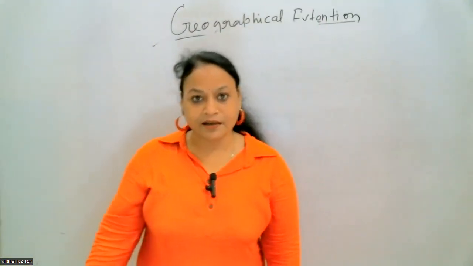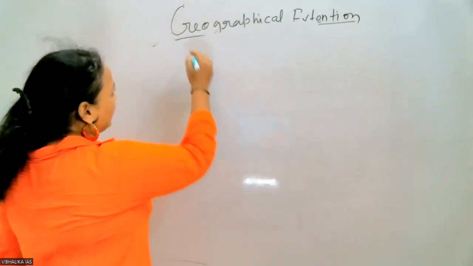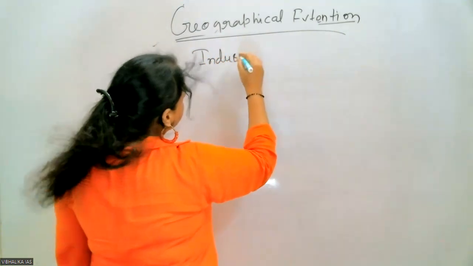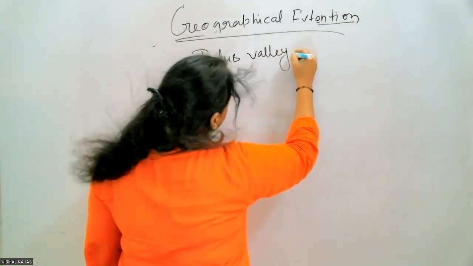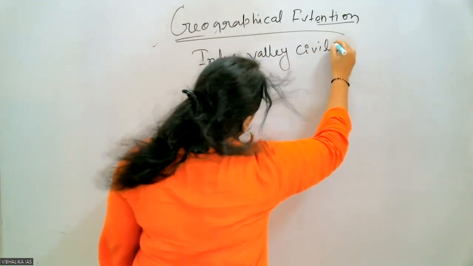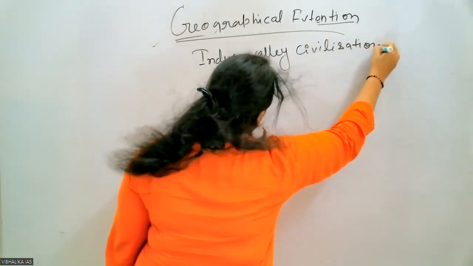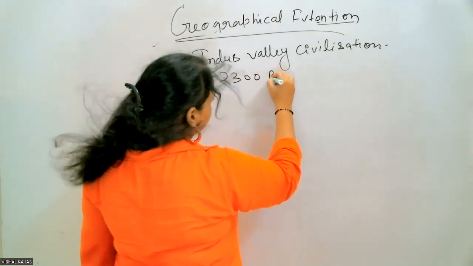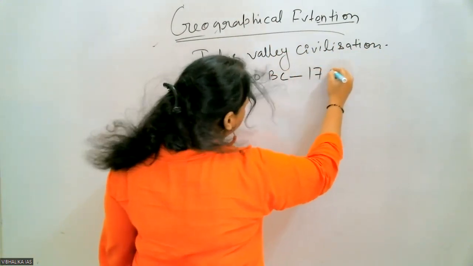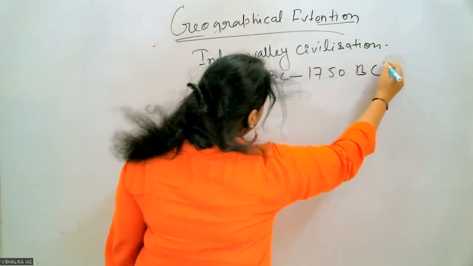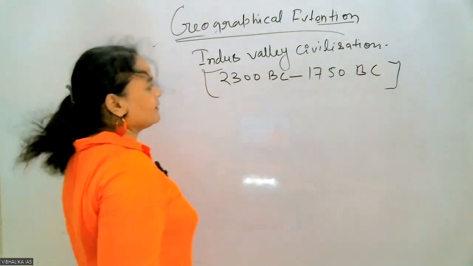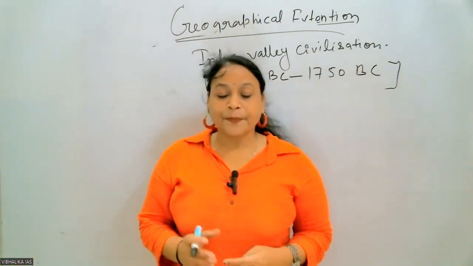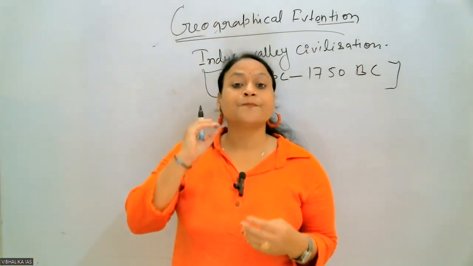So students, when the archaeologists used this technique to find out the age of the things found in the Indus Valley civilization, finally they concluded that the Indus Valley civilization existed at approximately 2300 BC to 1750 BC. So finally, students, you will consider this time period if they ask what is the appropriate time of the Indus Valley civilization.